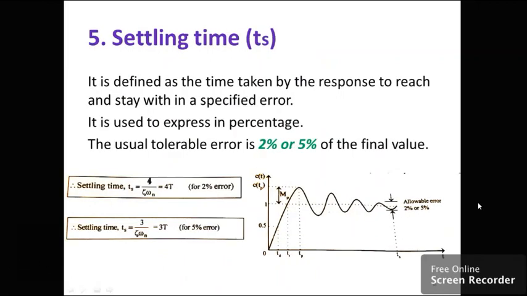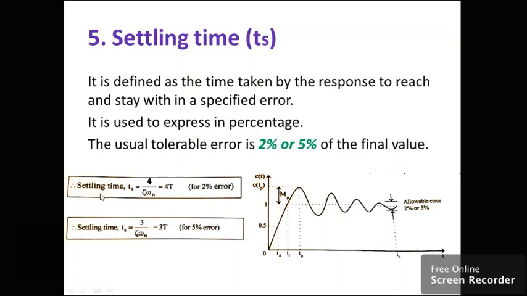Now let me move on. The fifth time domain specification is settling time Ts. It is defined as the time taken by the response to reach and stay within a specified error. That specified error will be either 2% or 5%. It is also known as the tolerance band.